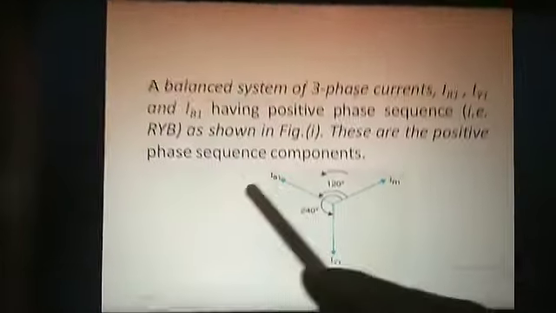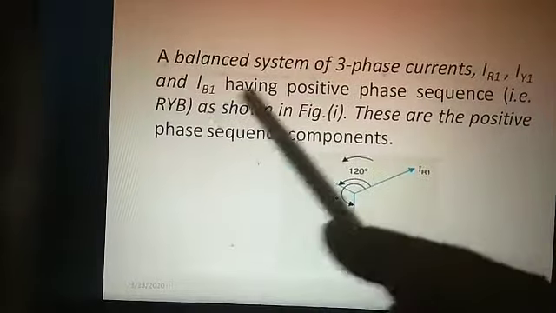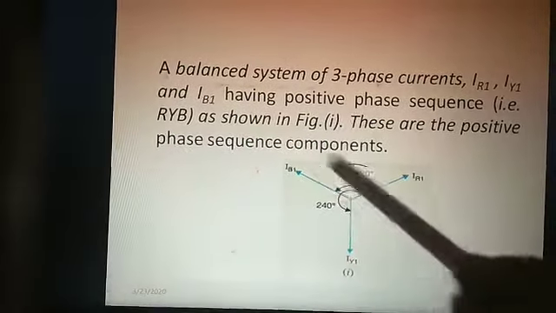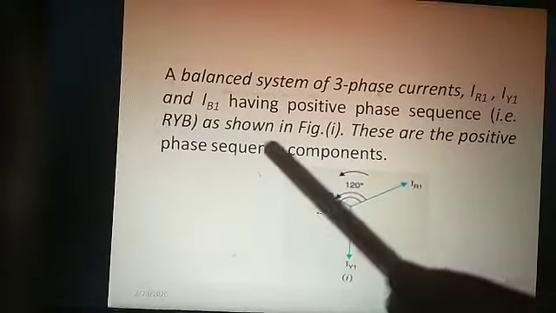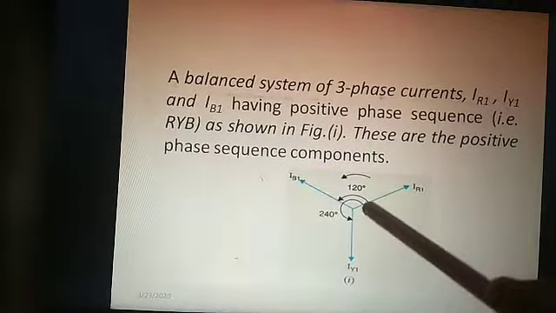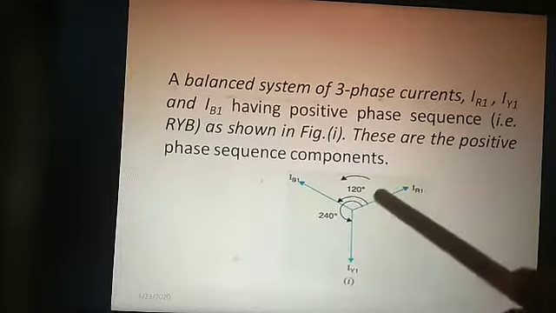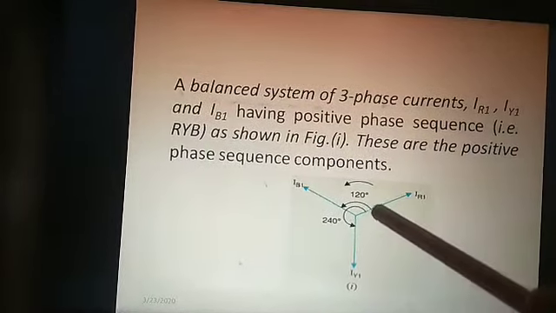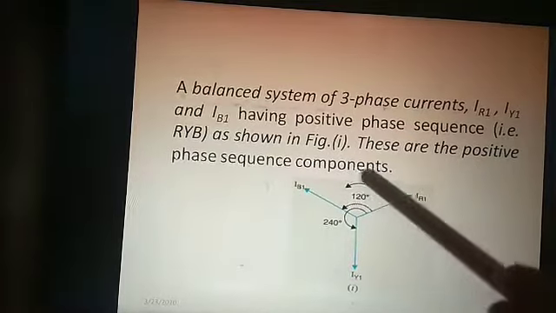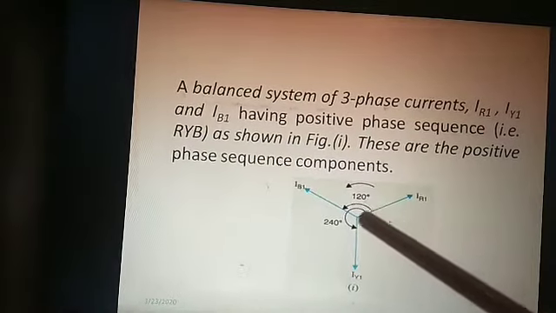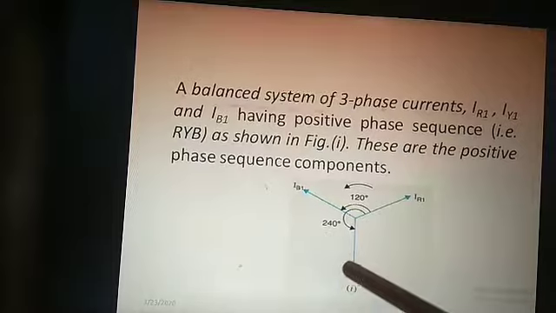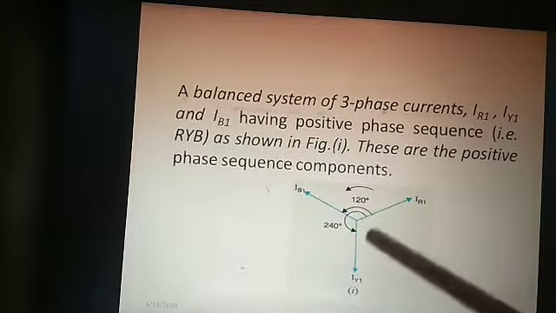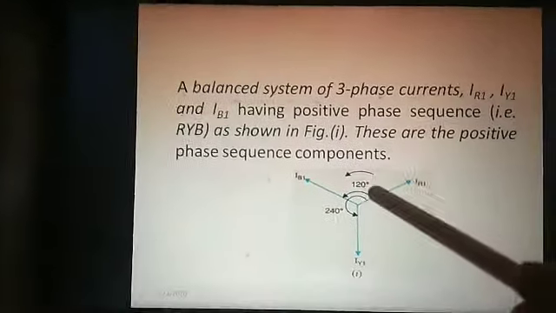So here it is showing that the phase sequence is RYB, and this is called positive phase sequence. If you follow very carefully, you can find that we have three phases, R phase, B phase and Y phase, and the direction is given anti-clockwise. Here all the phases have the same magnitude, and the angle between each phase is 120 degrees. That means it's a balanced system.